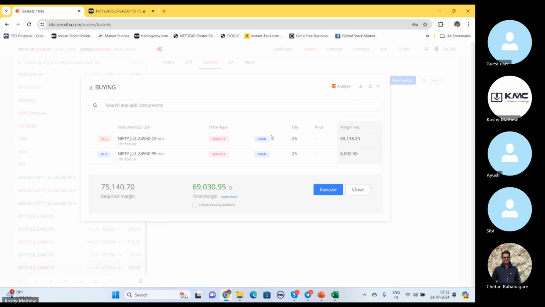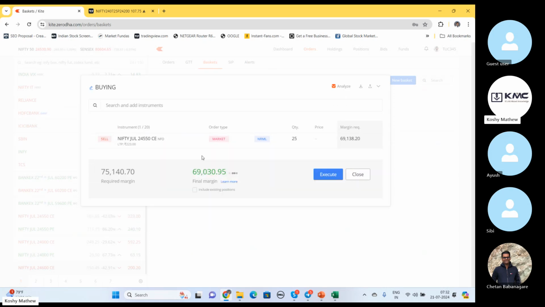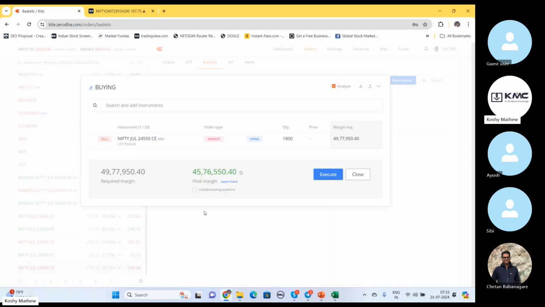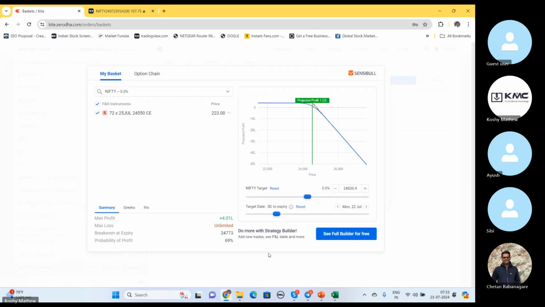See, this is a naked call. For example, I'll take a bigger number, so the maximum quantity in a Nifty is 1800. I have to pay 49 lakhs. How much profit will I make by Thursday? If the premium I collected is 223, within that range I make a profit of 4 lakhs rupees. If Nifty doesn't cross 24,773, I make a profit of 4 lakhs rupees.